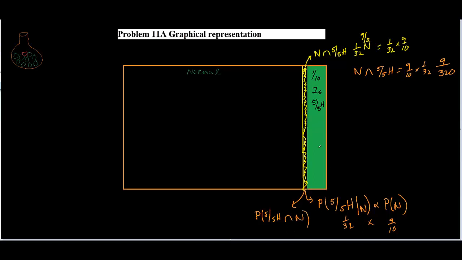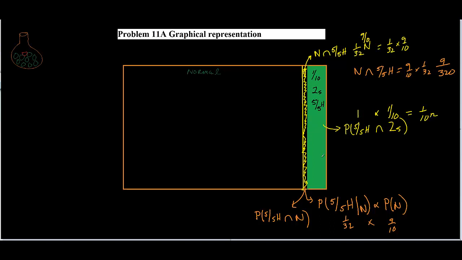Okay. Now, what about this area? This area is the probability of getting 5 out of 5 heads and getting the two-sided coin, right? Well, we know the probability of getting 5 out of 5 heads is 1. And the probability of getting the two-sided coin is 1 out of 10. And we calculated this. So 1 times 1/10 is 1/10.